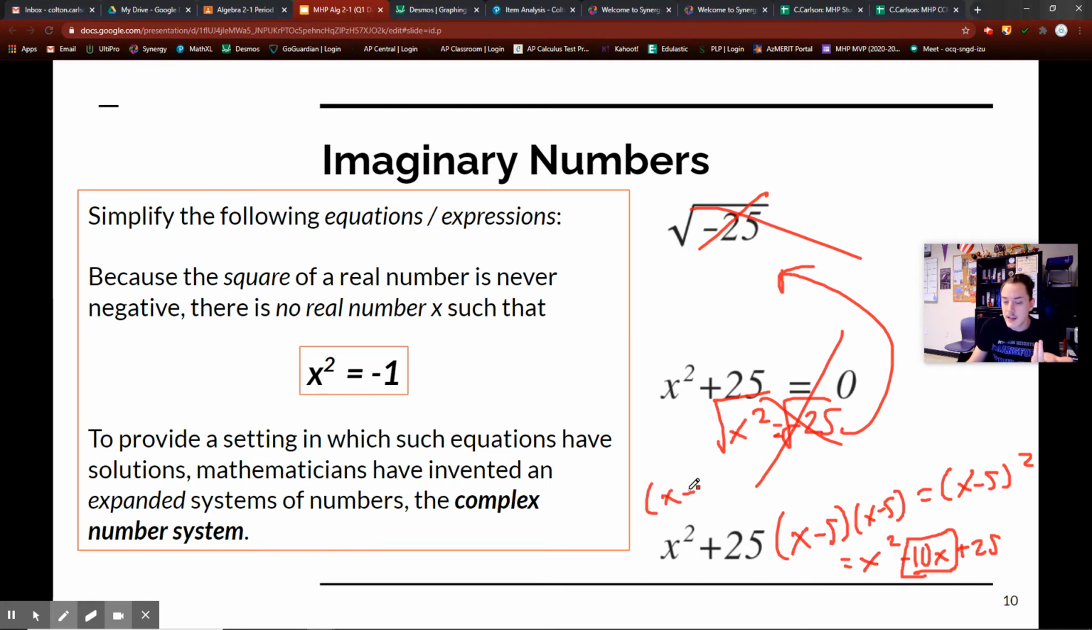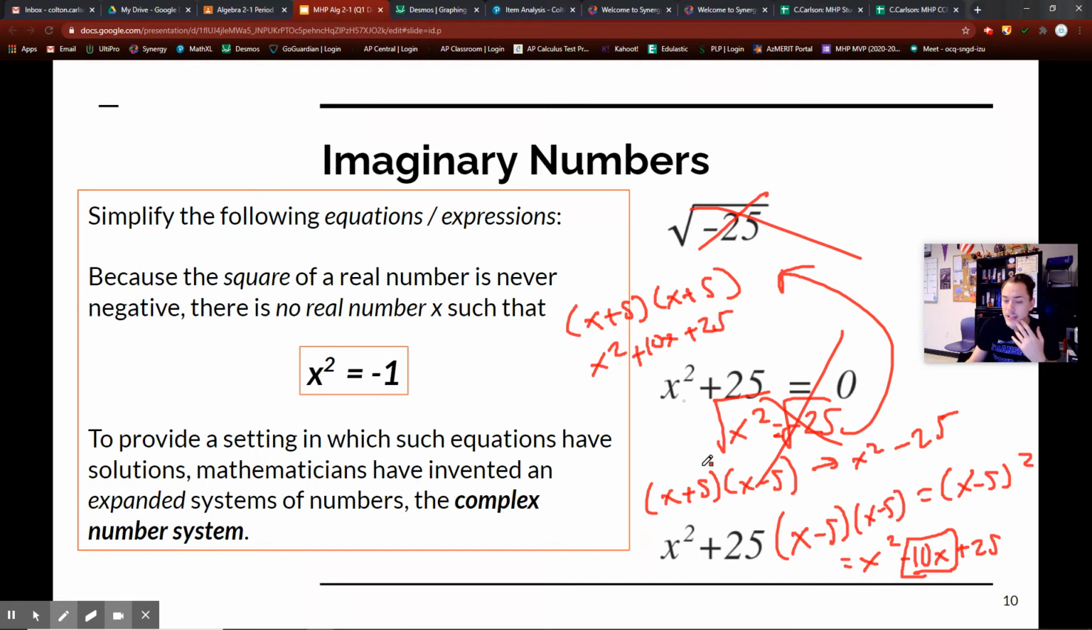If I do x plus 5 and then x minus 5, what is that? Well, that's just x squared, and then that's negative 5, and then that's positive 5. So that's just going to be minus 25, because 5 times negative 5 is negative 25. But that's what we got before. But then if I did x plus 5 and then x plus 5, that would be x squared plus 10x and then plus 25. Well, shoot, that's not that either. So what the junk?